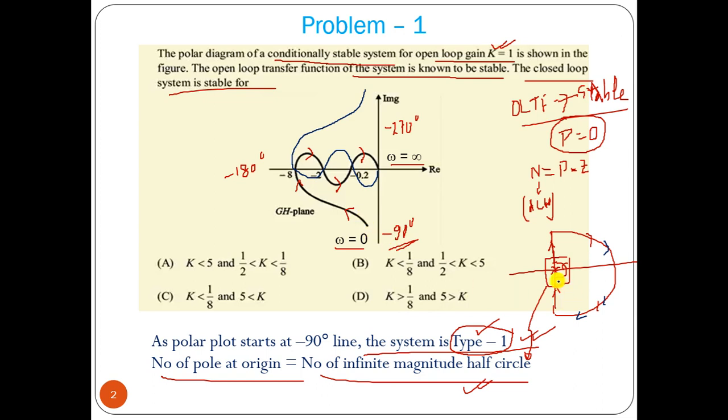Now what happens? This is going from minus 90 to plus 90, so here it will be going from plus 90 to minus 90. How many half circles? Only one. So from here we will have one half circle in the clockwise direction from plus 90 to minus 90, right? That will be the complete Nyquist plot. One half circle should be there. That we are getting because of the type 1 system. Number of poles at origin equals number of infinite magnitude half circles.